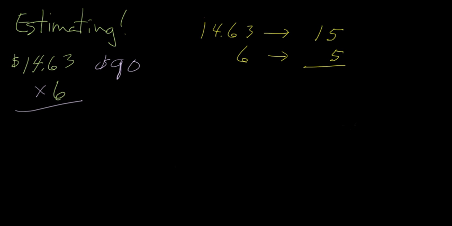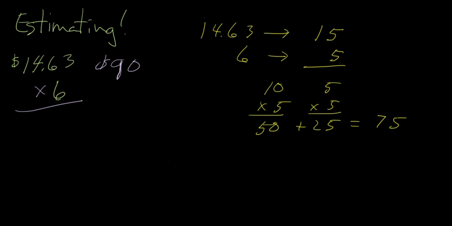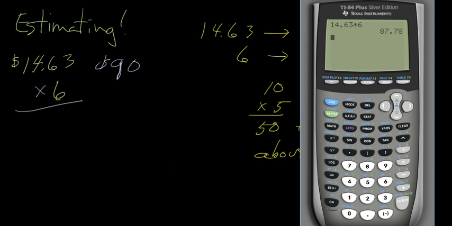By the way, I do this all the time in my head when I'm shopping, anything to do with money. I'm always estimating. And so how do you do 15 times 5 in your head real quick? Well, 10 times 5 is 50. 5 times 5 is 25. Add those two, you get 75. And so I think my answer is going to be about $75.